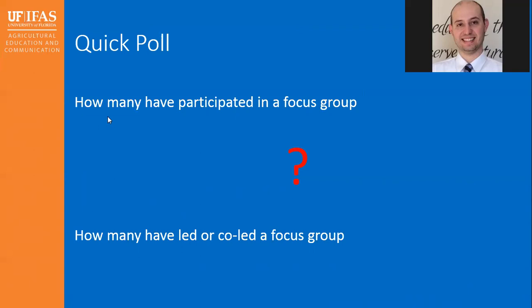So we've got 5 of the 11 have participated in a focus group, and 4 out of the 11 have led or co-led a focus group. So a little bit less than half, but there's still a decent amount of folks that have been engaged in that type of evaluation technique, either as a participant or as a facilitator.